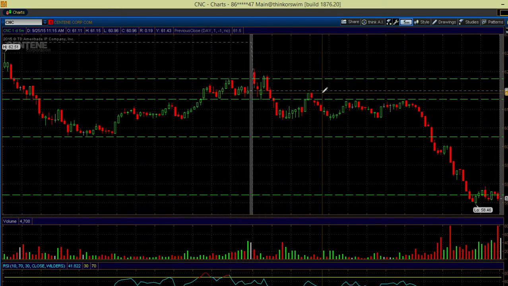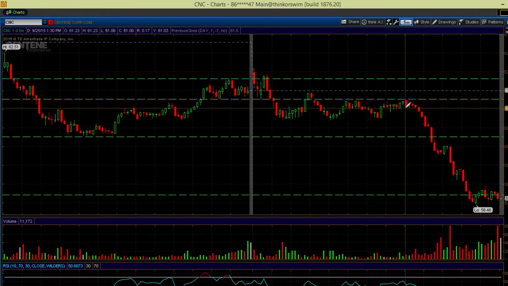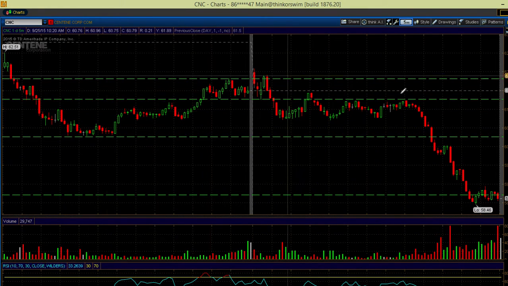And there's no way of me knowing this. I did it from the daily first and then brought it over here to the 5-minute. I didn't do it from the 5-minute and go to the daily. So you can see how daily support and resistance lines up and plays a big part in how the ticker trades during the day.